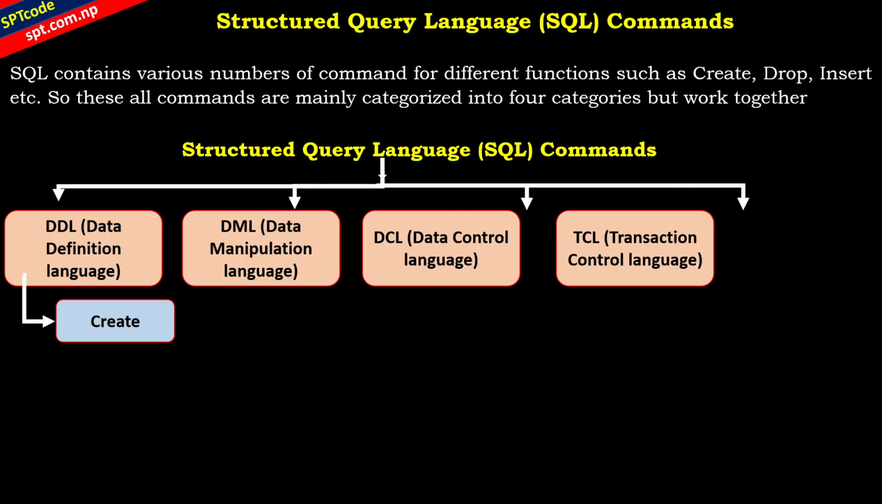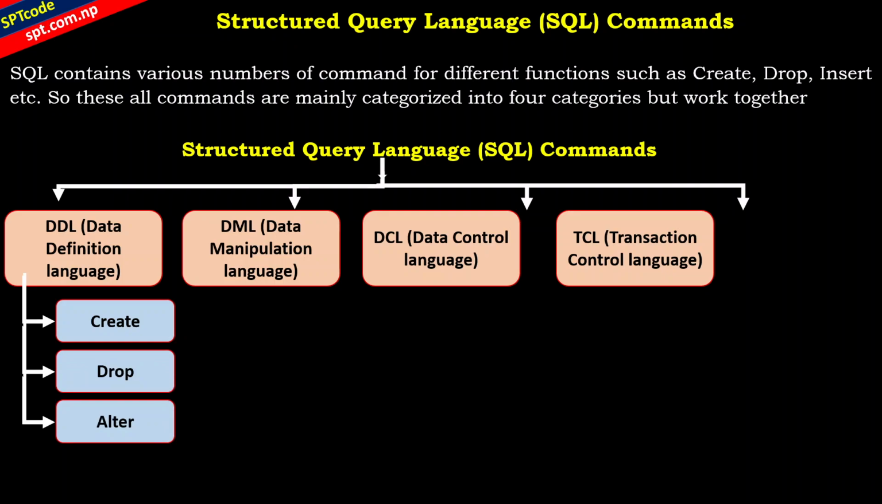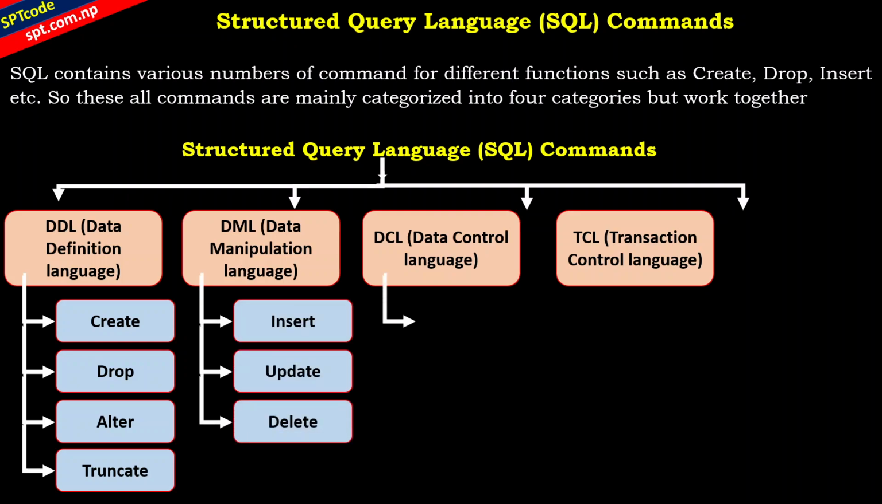DDL, data definition language, is basically used to create and drop, meaning delete. We will discuss all this in detail in the next slide. DML has 3 different functions, like insert, update and delete. It is about data manipulation, related to the data, whereas DDL is related to the overall schema or structure of SQL.